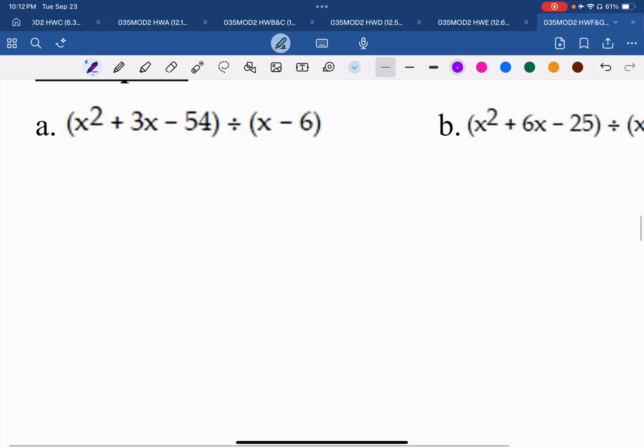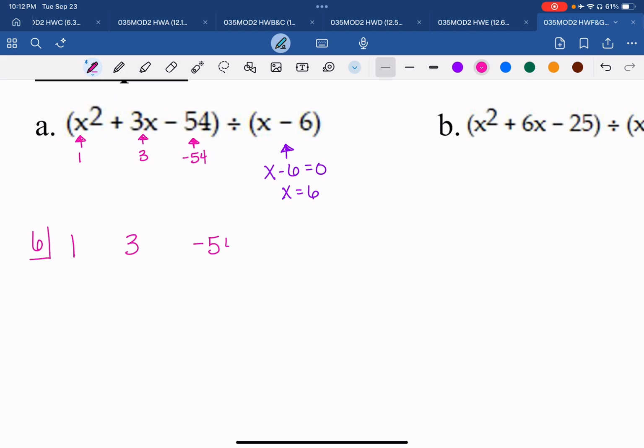Again, I'm going to find that number that goes in the box. The easiest way to do that is to take this, set it equal to 0, add that 6, that means it's a positive 6, and that goes in the box. Beside the box are going to be my coefficients. So this is a 1. This coefficient is a 3. This is a negative 54. Those are going to be the values that lead beside it. So 1, 3, negative 54. And that's my setup.